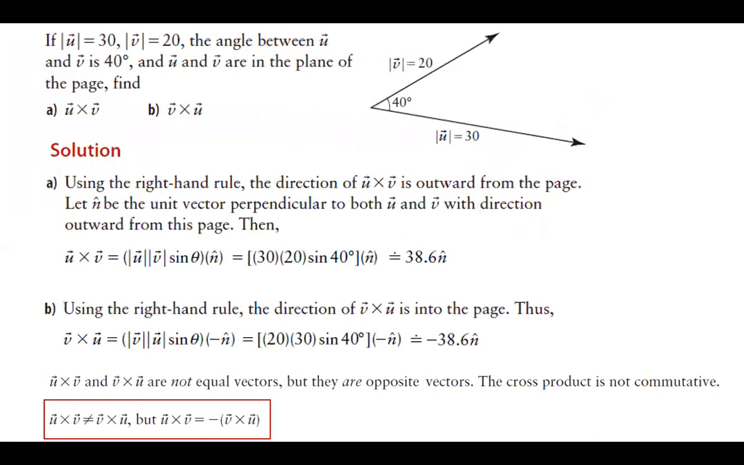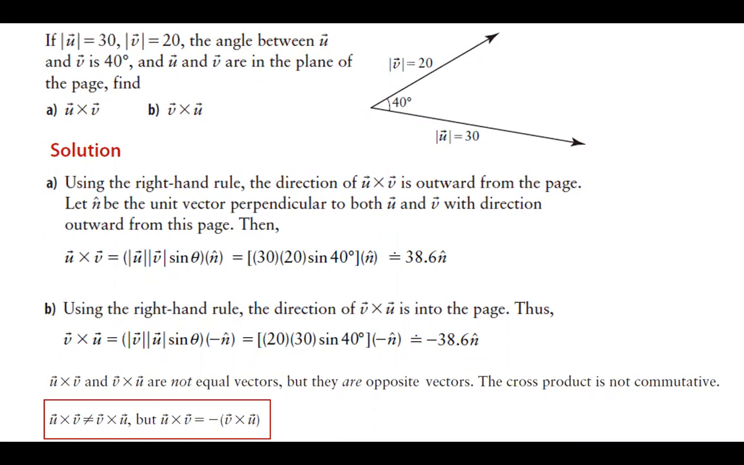Okay, question A. Using the right-hand rule, the direction of u cross v is outward from the page, right? So we can let n hat be the unit vector perpendicular to both u and v, with direction outward from this page. Then we have the following relationship: u cross v, by definition, equals the magnitude of u times the magnitude of v times sine theta, then times the vector n hat. Okay, then let's put all the values in. That's approximately 38.6 n hat.